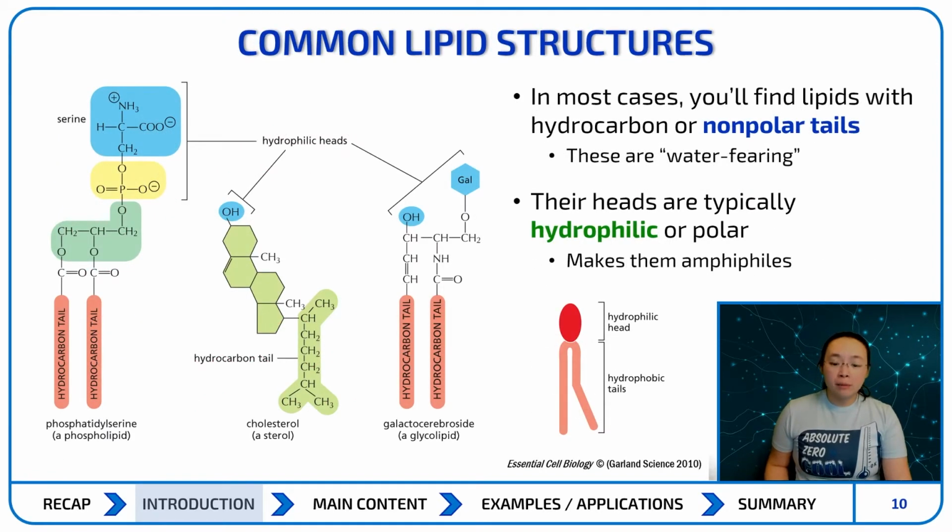So what are some common lipid structures? In most cases, you'll find lipids with a hydrocarbon tail, and these are nonpolar. They're hydrophobic, or water-fearing, but usually their heads, whatever they are, are hydrophilic or polar. And that means that they have a hydrophobic region and a hydrophilic region. And so we call a lot of these lipids, specifically phospholipids, amphiphilic, which means they have properties of water-loving and water-fearing components.